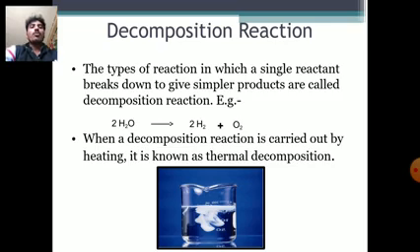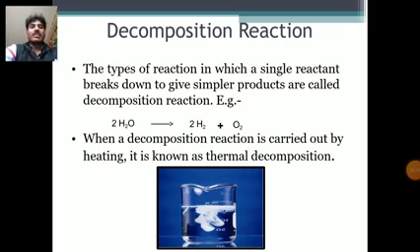Next one is decomposition reaction. The type of reaction in which a single reactant breaks down to give simpler products is called a decomposition reaction. It means it contains one reactant, which is converted into simpler products. This process is known as the decomposition reaction. For example, 2H2O, the water molecule, is converted into 2H2, hydrogen, and O2. When a decomposition reaction is carried out by heating, it is known as thermal decomposition.